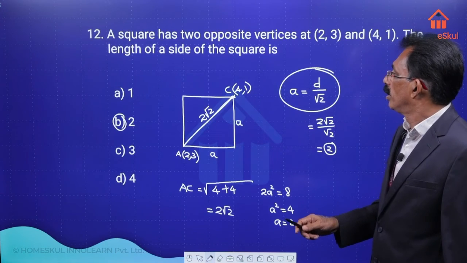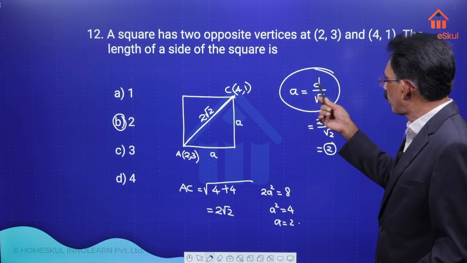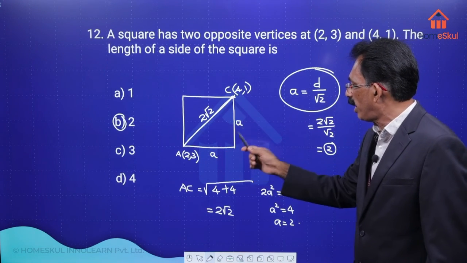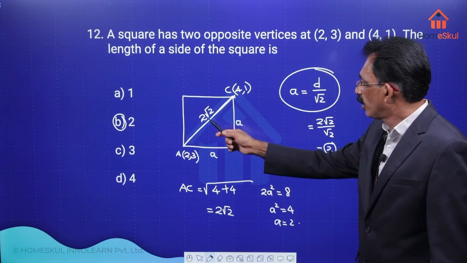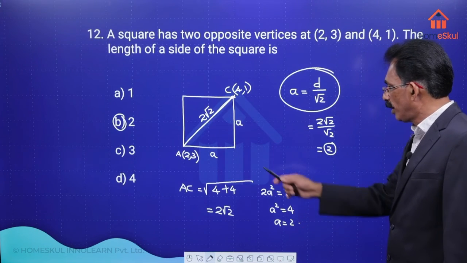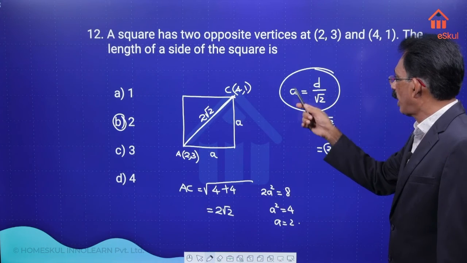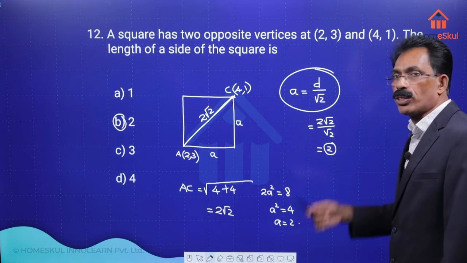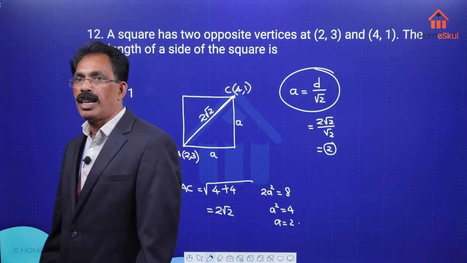The 12th one. Here A is equal to D by root 2 is a direct formula, or otherwise we apply the right angle triangle: A square plus A square is 2A square. 2A square is equal to what? The distance is 8, then A square is equal to 4 and A is equal to 2 in this method. Or otherwise A is equal to D by root 2, where D is the length of the diagonal, 2 root 2 by root 2, that is equal to 2. Okay, Muhammad, clear?